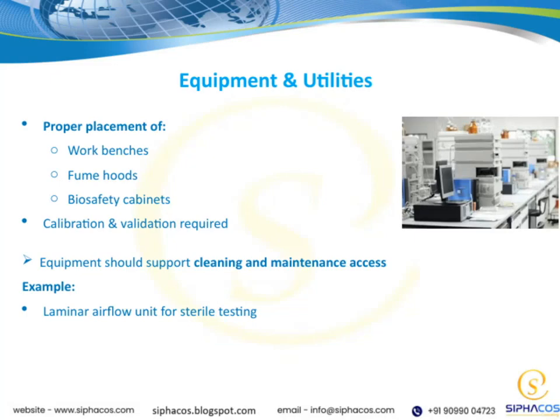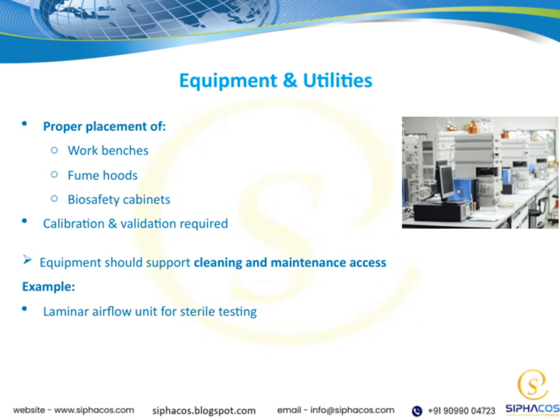Let's talk about equipment and utilities. It's crucial to ensure proper placement of key items like workbenches, fume hoods, and biosafety cabinets. Proper positioning helps optimize workflow and maintains safety standards. Remember, calibration and validation of equipment are required to ensure accuracy and reliability in our processes.